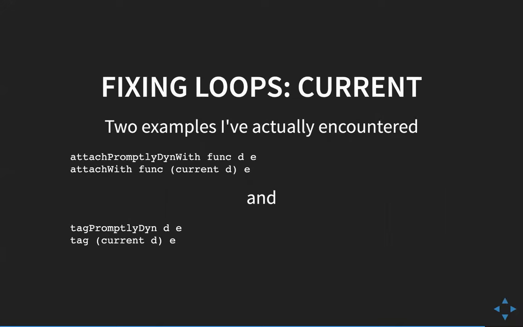So here are two examples that I have actually encountered. I literally have a commit log, "fixed the event loop," and the diff was exactly this. We had been using attach promptly dying with, and we changed it to use attach with and currents. And then in a separate situation, we were using tag promptly dying, and we changed that to tag and currents. Poof, event loop gone. Super, super powerful. This doesn't always fix the problem, but it fixes a significant percentage of them.